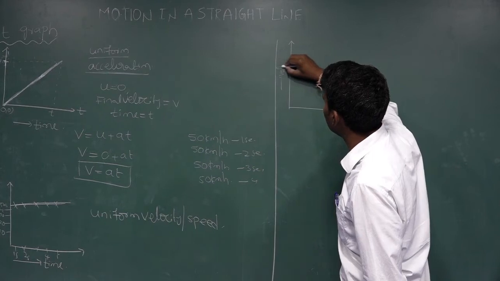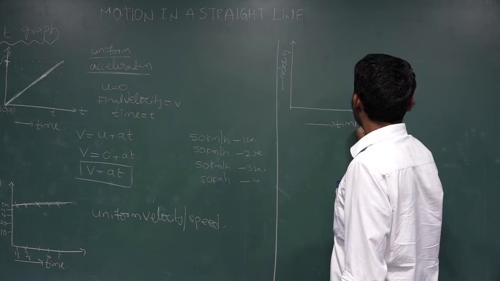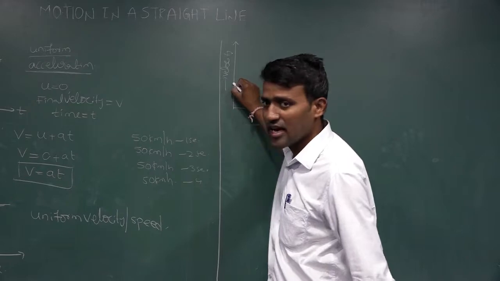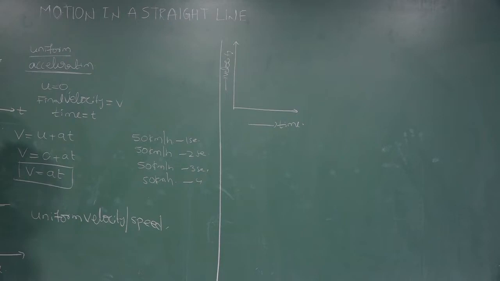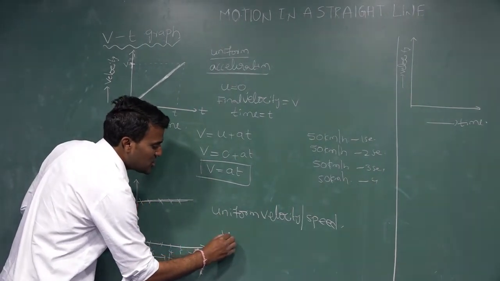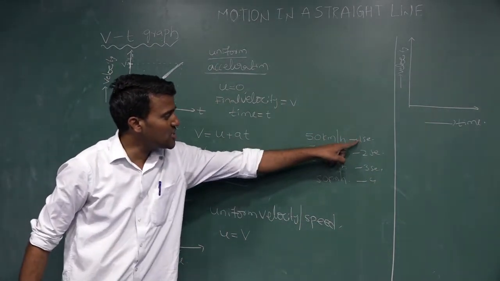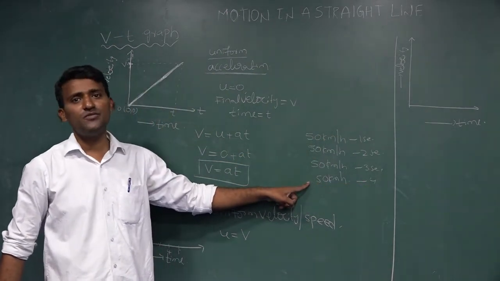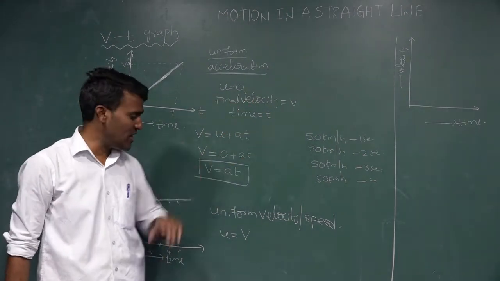Velocity on the y-axis, time on the x-axis. Now what about here? According to this one, we have to give the formula like this. See here, uniform velocity means initial velocity is equal to final velocity. At the first second your velocity is 50 km per hour. At the end of the 4th second your velocity is 50 km per hour. So initial velocity is equal to final velocity.